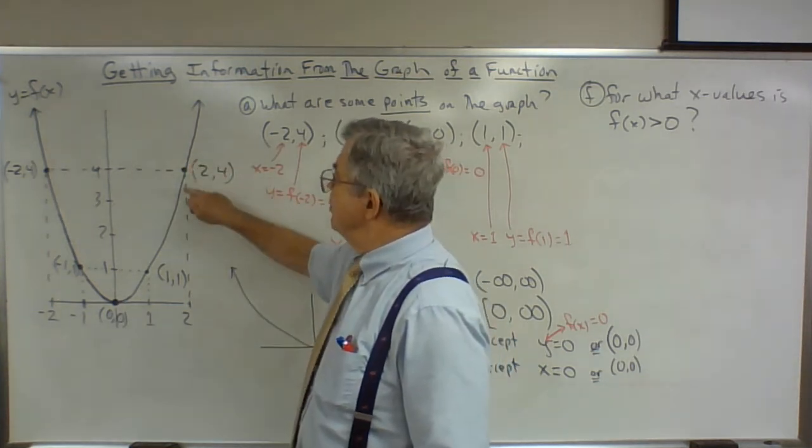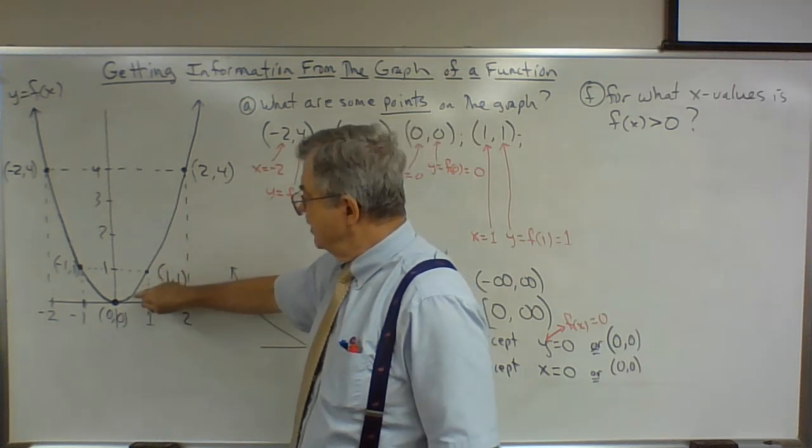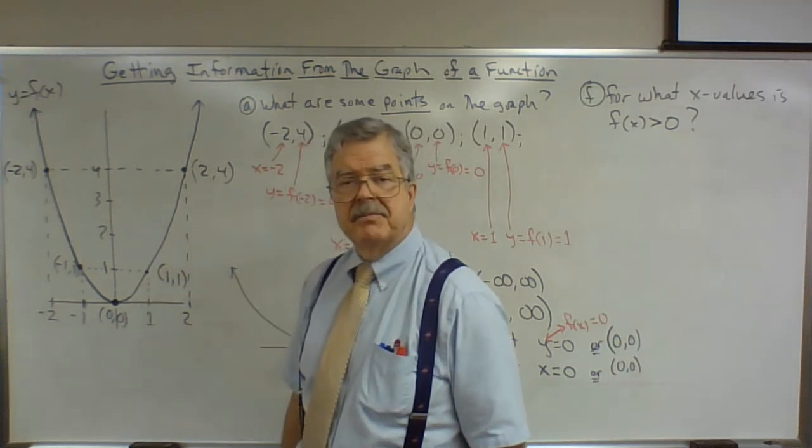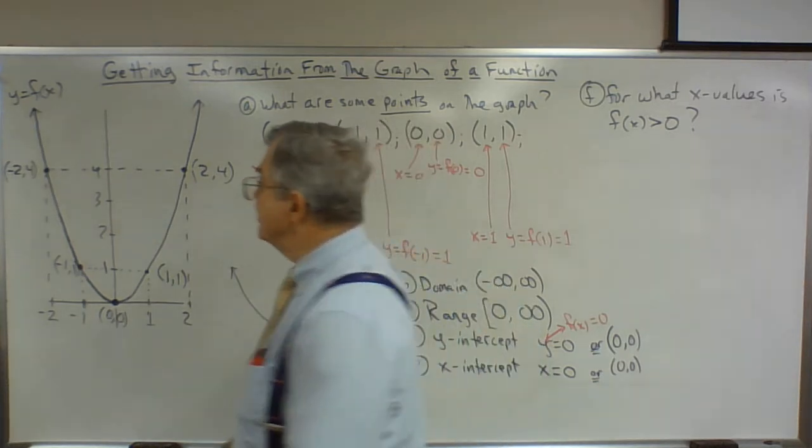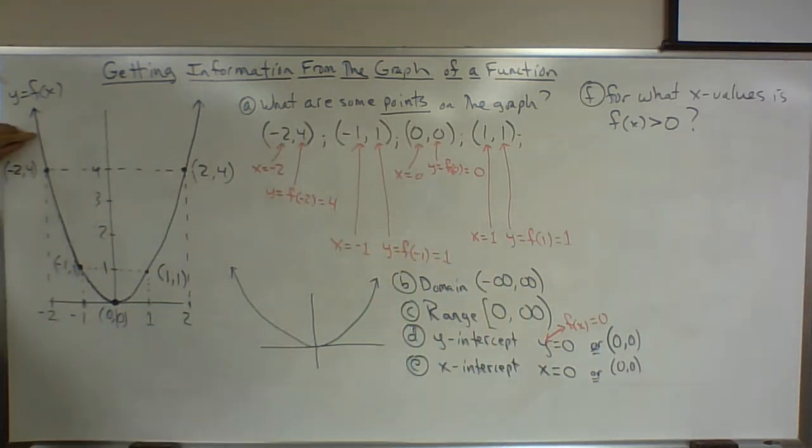So on each of these points, y is greater than 0. And I can do the same thing over here. This point's above the x-axis, so y is greater than 0. This point's above the x-axis, so y is greater than 0. This point is above the x-axis, so y is greater than 0. And y is greater than 0 here, and here. So for all of these points, y or f of x is greater than 0.